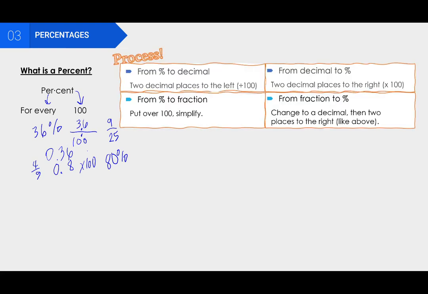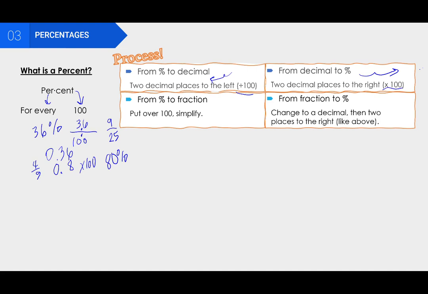Let's summarize that process. To go from a percent to a decimal, like we did with 36%, either divide by 100 or move 2 decimal places to the left. To go from a decimal to percent, you're going to do it the other way around. So you either move 2 decimal places to the right or multiply by 100.